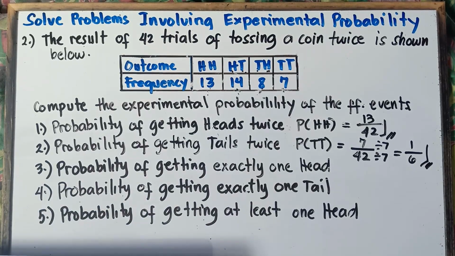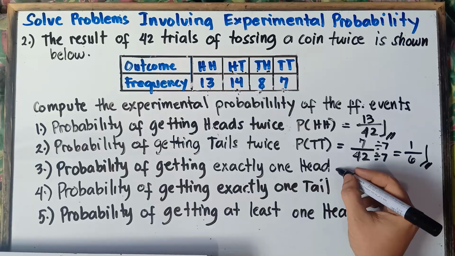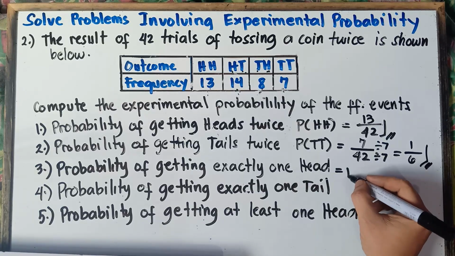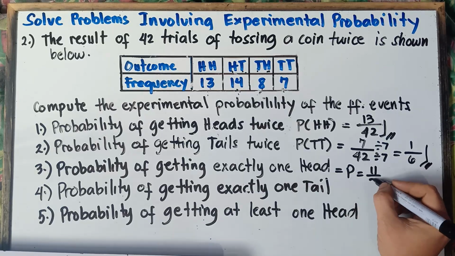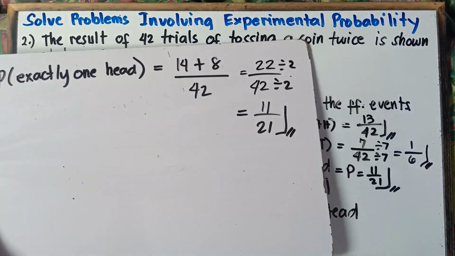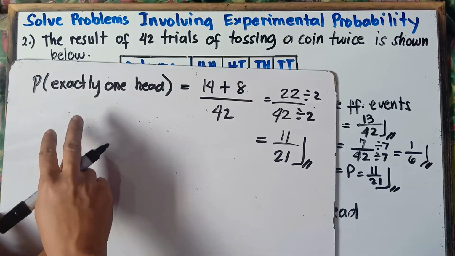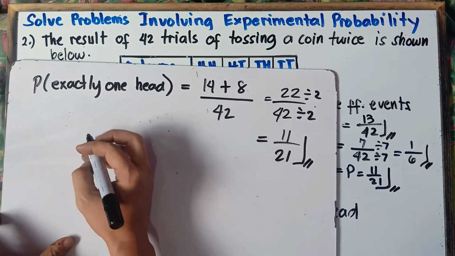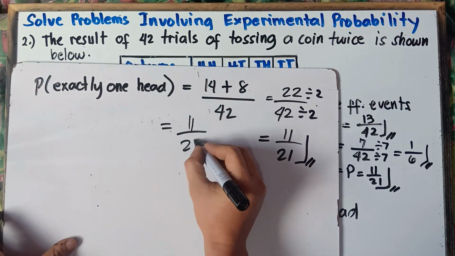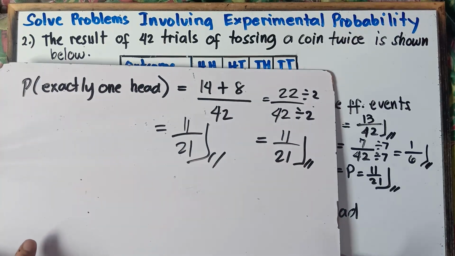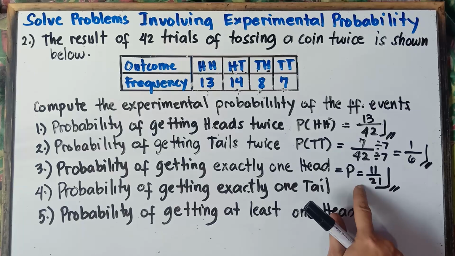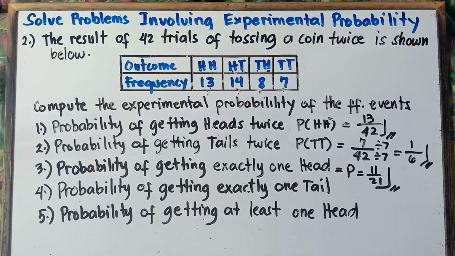We don't have enough space, class. So for number 3, the answer is probability equal to 11 over 21. But your solution, class, should be: probability of getting exactly 1 head is equal to 11 over 21. Let me just write probability equal to 11 over 21 with regards to example number 3.